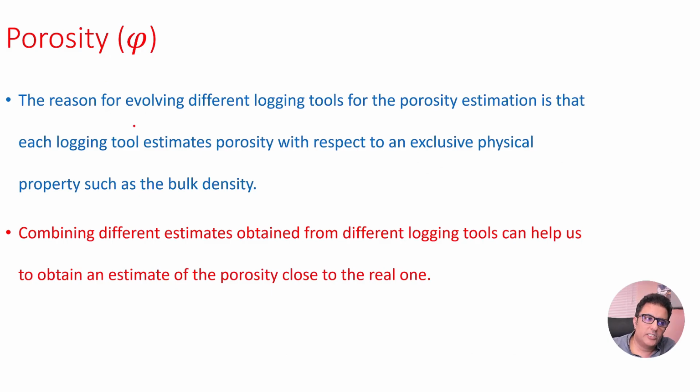In formation evaluation, there are different logging tools to estimate the porosity. So here you may ask me a question: why are there different logging tools? The reason is that each logging tool estimates the porosity with respect to a specific physical property. For example, density log estimates the porosity based on density, and neutron porosity estimates the porosity based on neutron absorption in the formation. For that reason, it is possible that each of these logging tools estimates different values for the porosity.